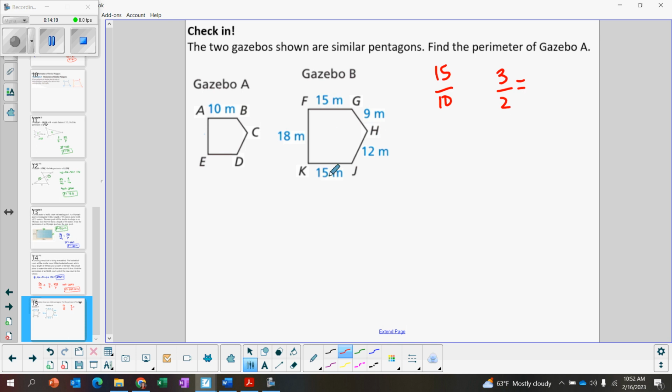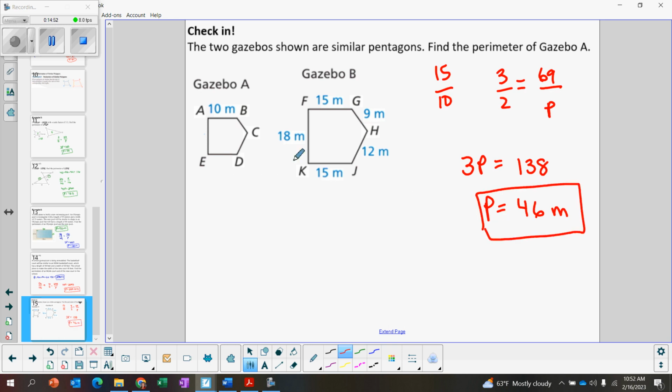16, 15, 30, 18, 12, 30 over, we don't know. So cross multiply, 138. 138 divided by 3 is 46. So we get a perimeter of 46 meters for gazebo A.